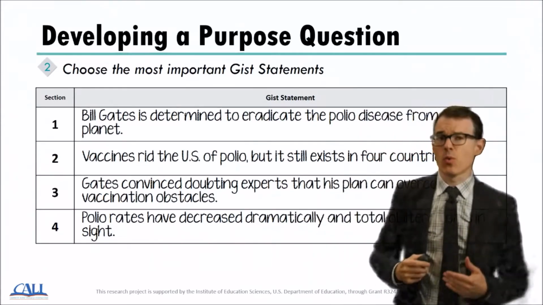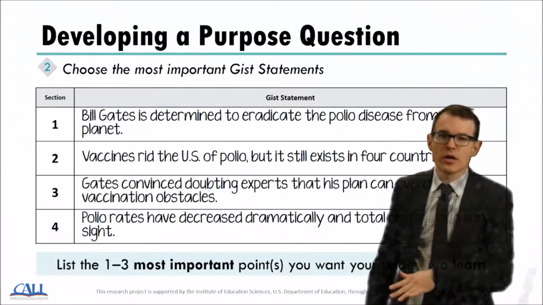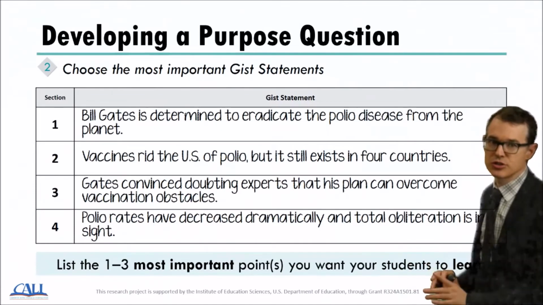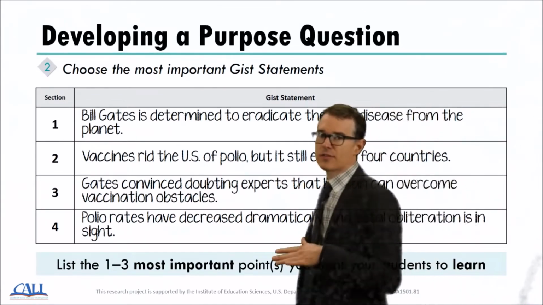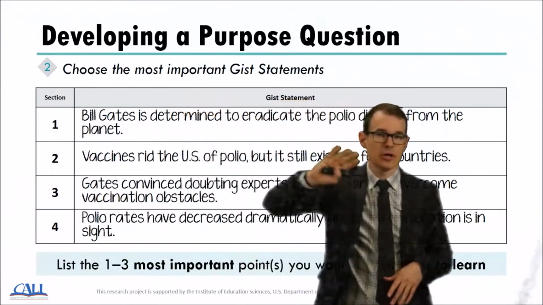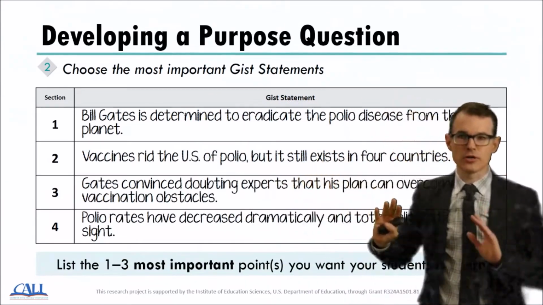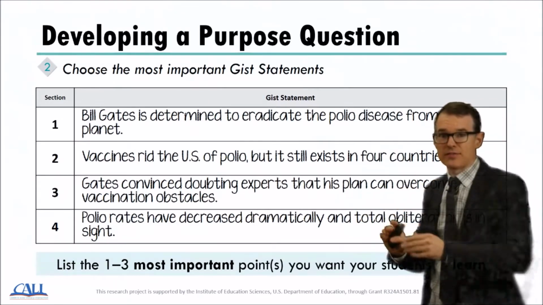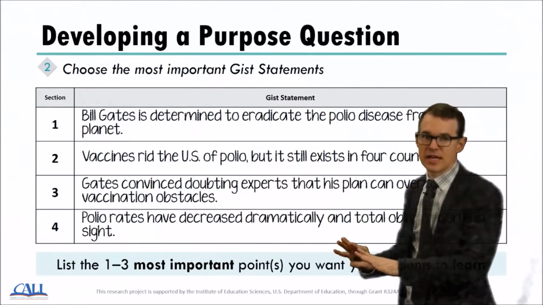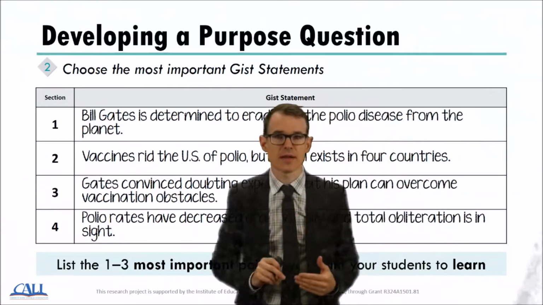So I'm going to put here 1 to 3 important points you want your students to learn. What are the key things you want them to get out of the text? So I look at these things. We've got eradicating polio, and the fact that it's stuck in 4 countries. Gates really wanted to do that, but some people doubting, and he finally convinced them, and finally they were almost there to eradicating polio. So what are the key things?